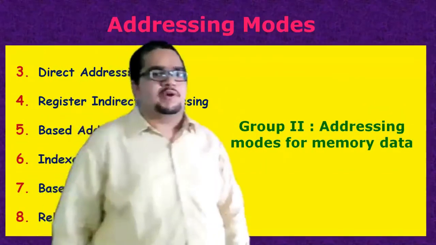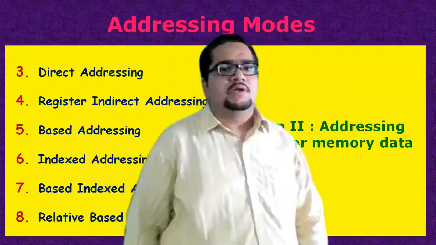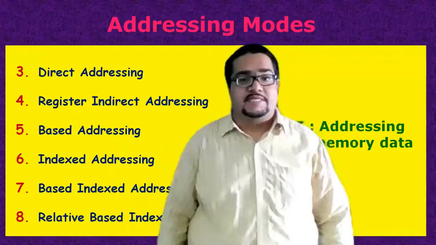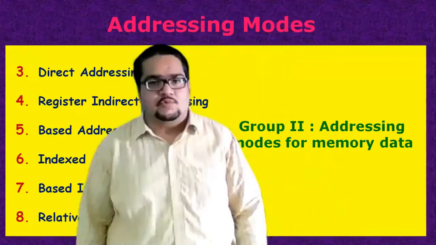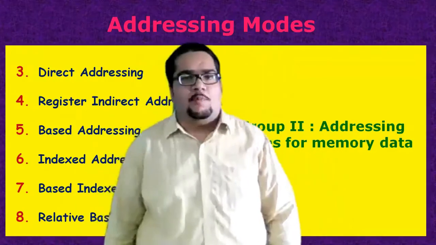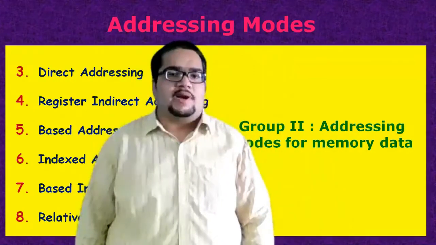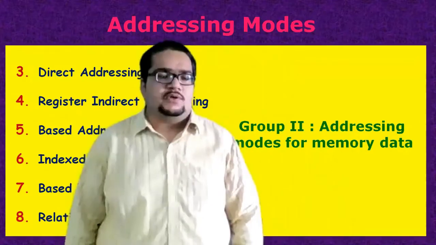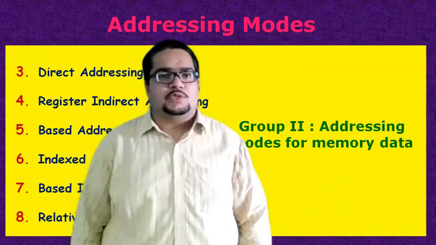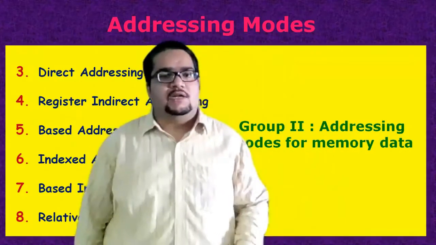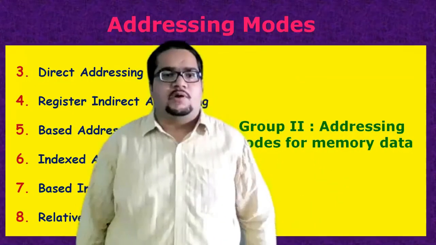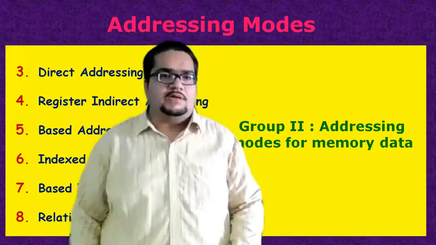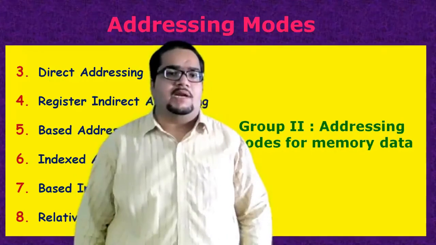Similar to group 1, which consists of 2 different addressing modes, our group 2 consists of 6 different addressing modes available. Altogether, the group 2 addressing modes are those where operand 2, the source operand, is memory data. Earlier, in the previous group, the source operand was either immediate or available in some register.